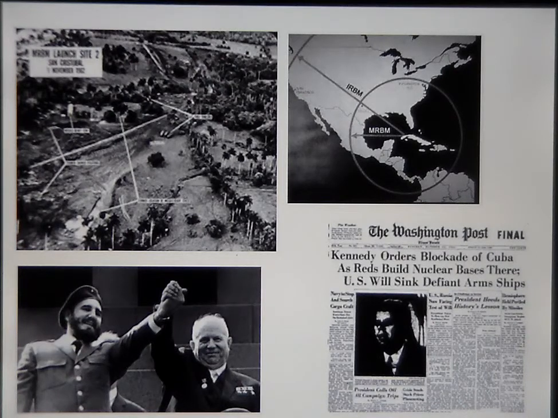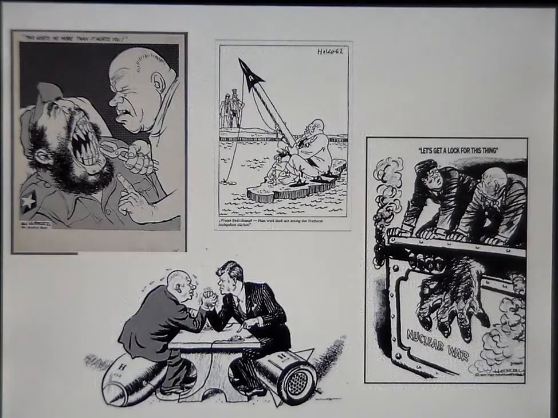Bottom right, there's a newspaper there, Kennedy orders blockade of Cuba. Bottom left, you have got Khrushchev and Castro, who were brought together by America's response to Castro's revolution. And then a range of cartoons there that you can see, Kennedy and Khrushchev arms wrestling there, sitting on H-bombs, fingers pressed, ready to launch those bombs.